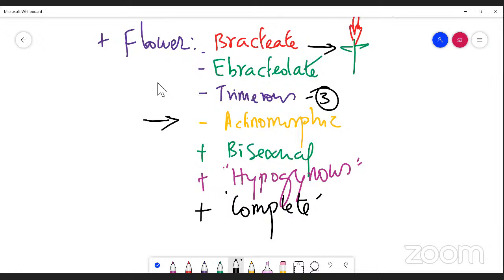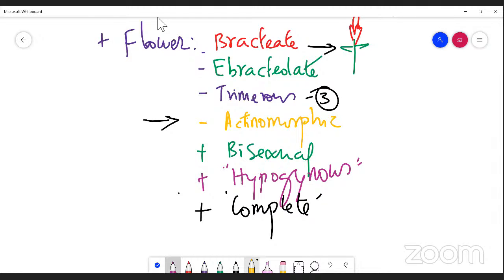Dear students, could you tell me any floral character? I have given many characters. Could you tell me the floral character? I have given so many characters. Bracteate. Very good. Then actinomorphic condition. Very good. Then bisexual.